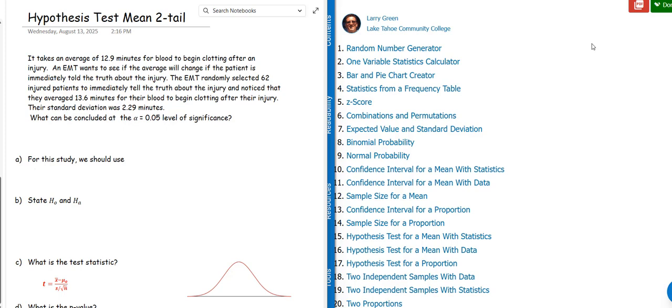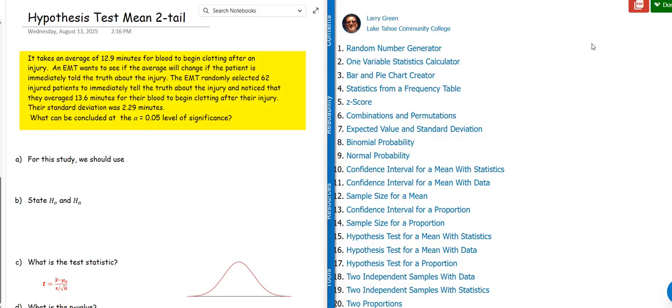I'm going to show you how to use the LibreText calculator to conduct a hypothesis test about the mean. In this problem, it states, it takes an average of 12.9 minutes for blood to begin clotting after an injury. An EMT wants to see if the average will change if the patient is immediately told the truth about the injury. I'm not sure why that would be.